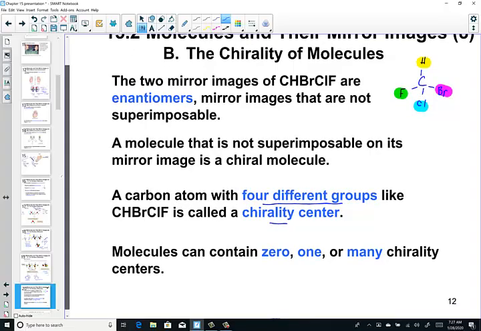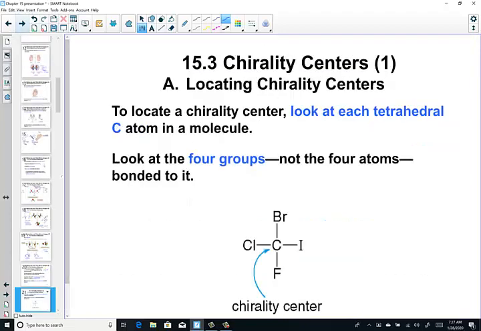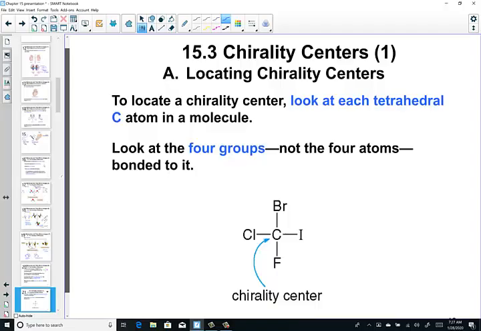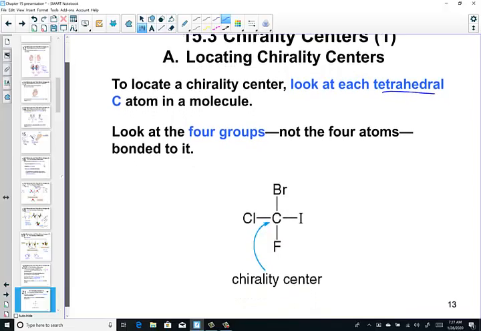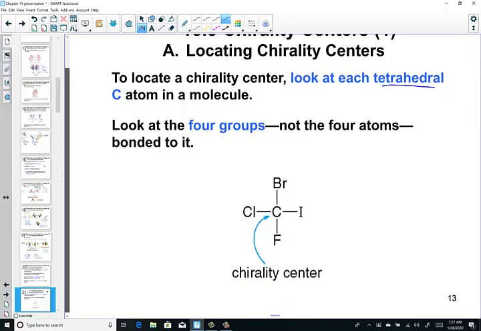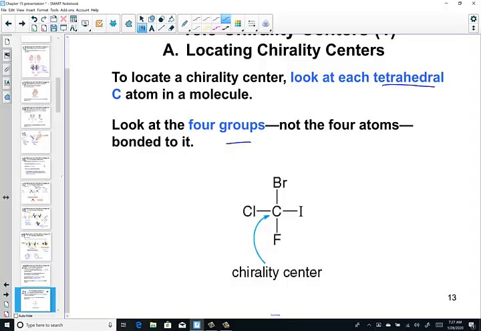Molecules can contain 0, which we would know as achiral. They can have 1 chiral center, or they can have many chiral centers. It just looks at how many unique attachments that carbon has. And to locate these chiral centers, we examine carbons with 4 different bonds. So we're going to look at each tetrahedral atom, specifically the carbons in organic molecules, to find carbon centers that are chiral. Look at the 4 groups, not the 4 atoms, but the 4 groups. And I want to emphasize that with the next example, bottom of page 3 if you've printed there.